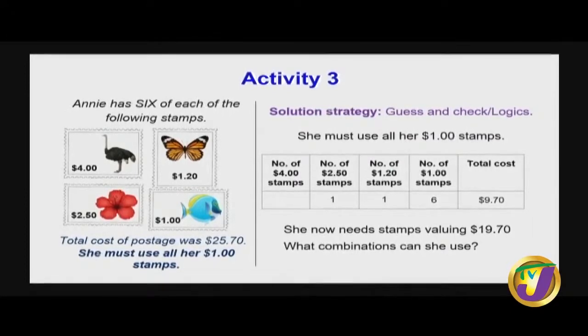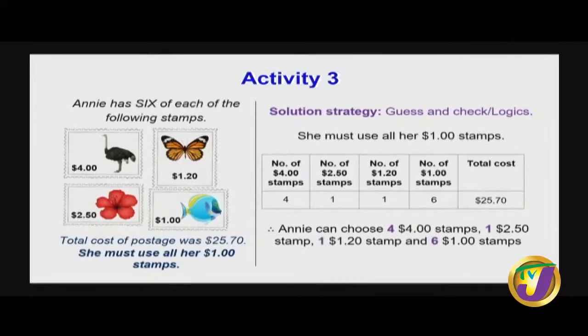Yes, so with that one $2.50 stamp now, we're at a total of $9.70. So we want $16 more to get the $25. That's easy, 4 $4 stamps. Quick and fast. Look at that. So if Annie is going to use all of her $1 stamps, she's also going to be using one $1.20 stamp, one $2.50 stamp, and 4 $4 stamps.